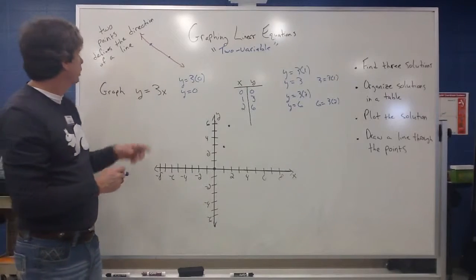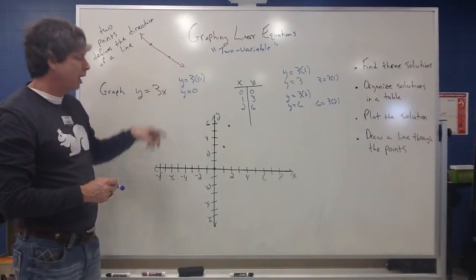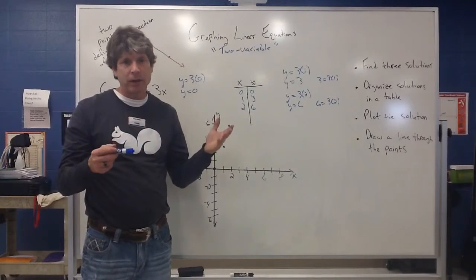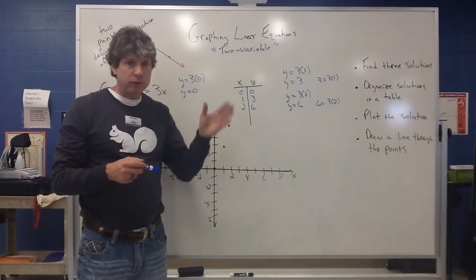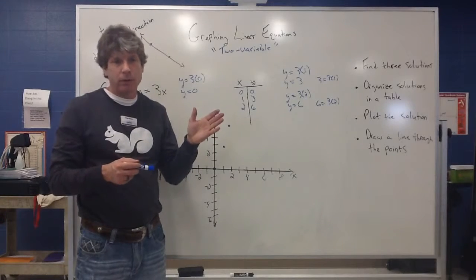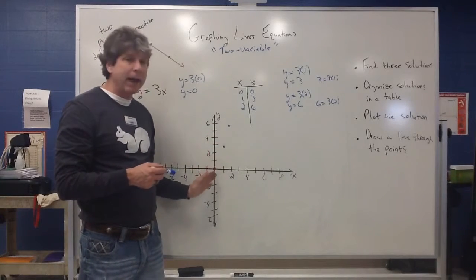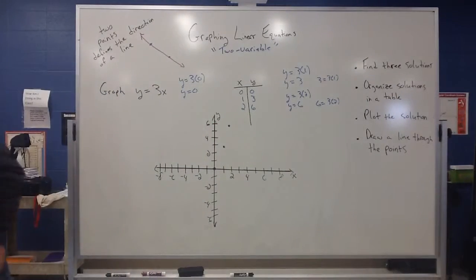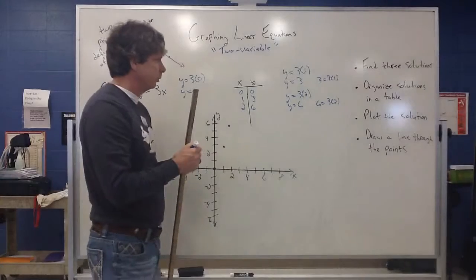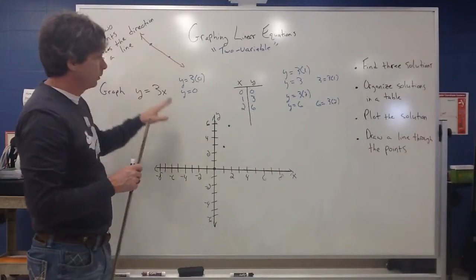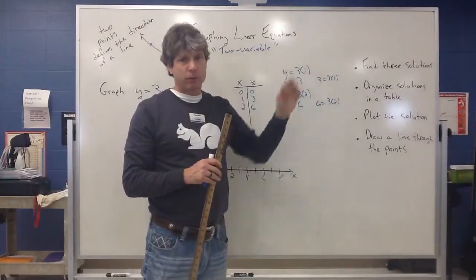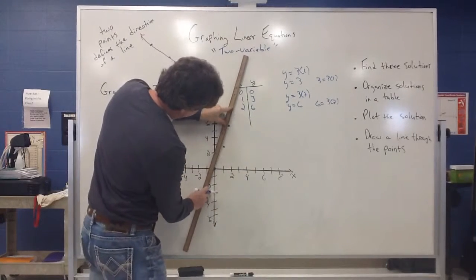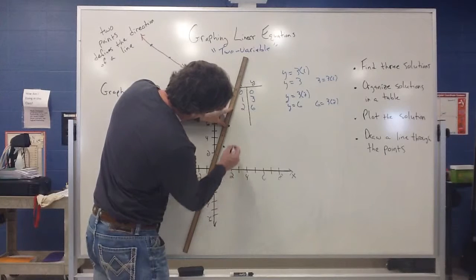Now remember, it only takes 2 points to draw a line. We're finding that third solution just to verify that we didn't make any math errors, because that line has to really pass through all 3 points. That gives you some verification. So even though we only need 2 points, our strategy is to find that third point just for safety's sake. So hopefully these 3 points do line up. And again, I'm going to draw a line through those 3 points.